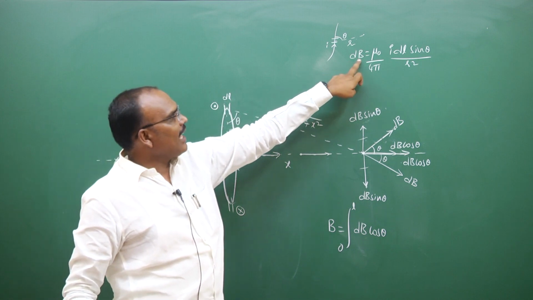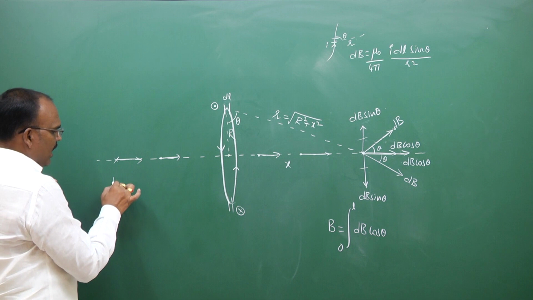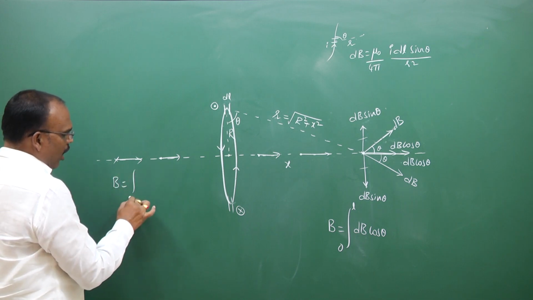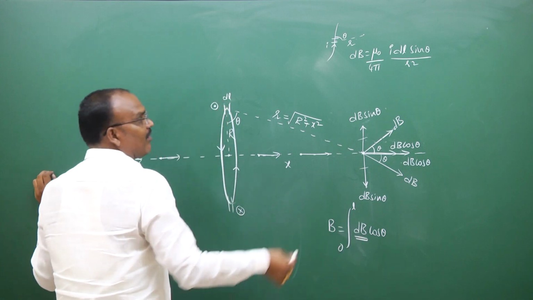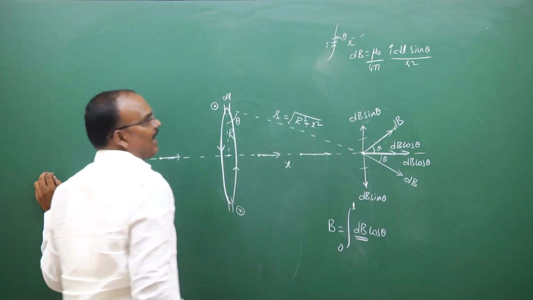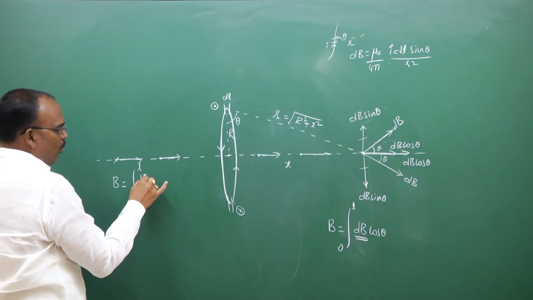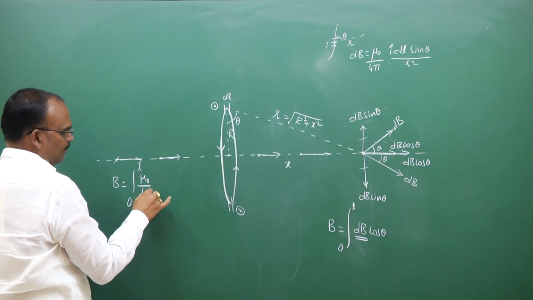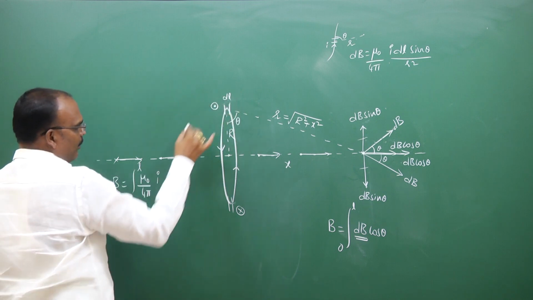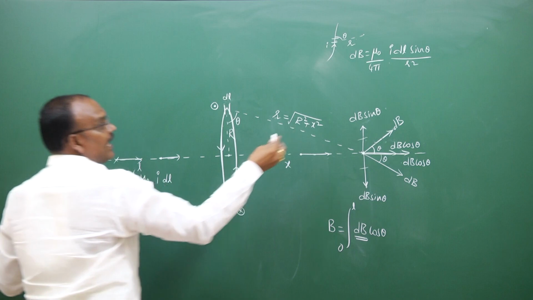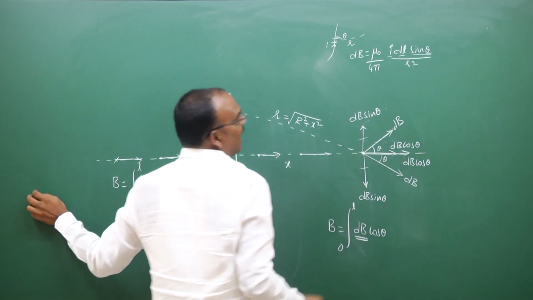Biot-Savart law gives us the dB value. So B is equal to the integral from 0 to L. The dB value can be calculated from here. dB is simply written as mu naught by 4 pi, I dl sin theta by r squared. Elemental portion is dl. Here we have sin theta. Theta is the angle between I and dl.